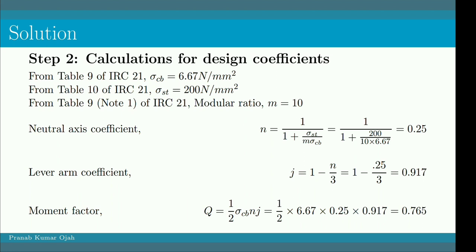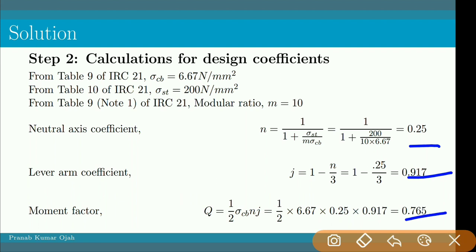After noting down the three values, sigma CB, sigma ST and m, then we have to calculate the coefficients. First, we will calculate the neutral axis coefficient, which is n equal to 1 divided by 1 plus sigma ST by m sigma CB. So the value will be 0.25. Next, I will calculate j, whose value is 0.917, and then I will calculate the moment factor, where Q equal to half sigma CB n j, which comes out as 0.765. Okay, so these are the coefficients which will be used later when I design the RCC deck slab following working stress methodology.